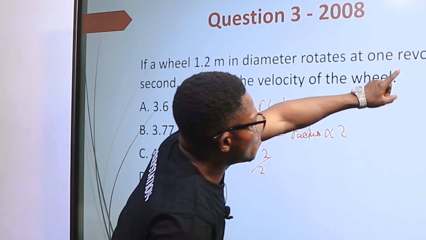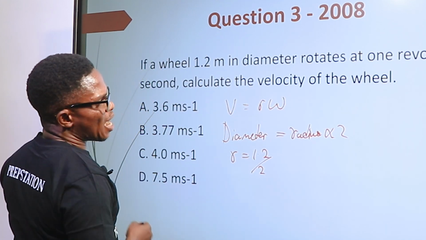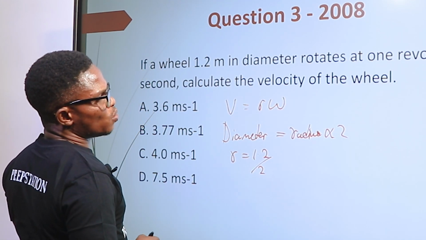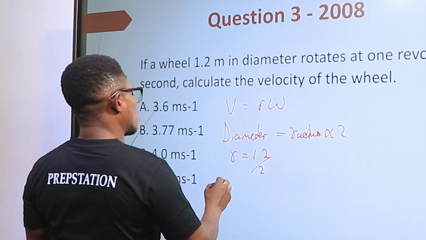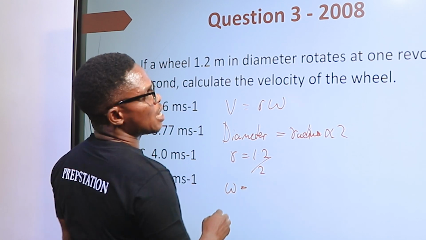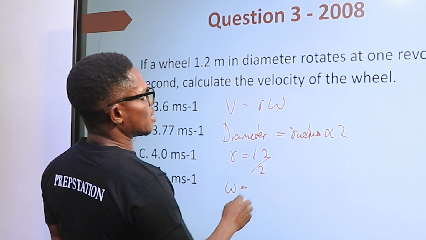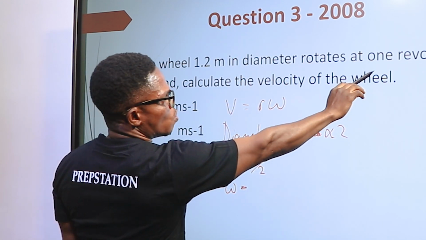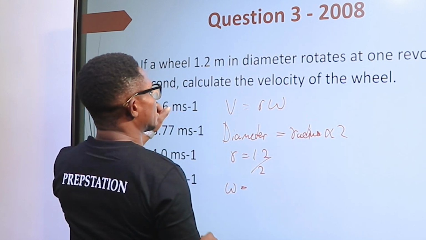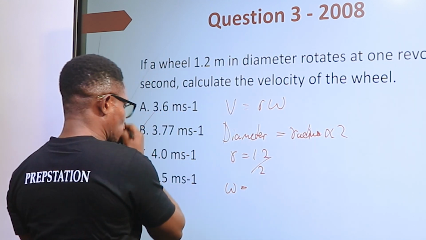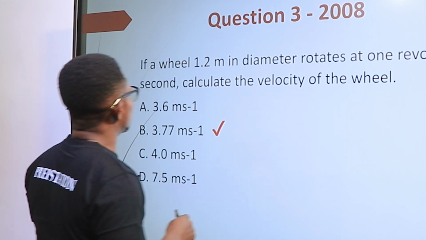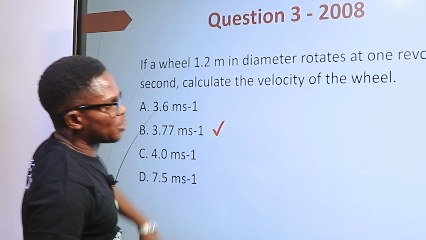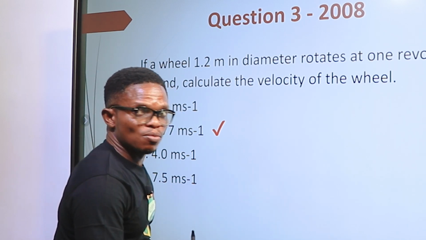Now here we have revolution per second. Revolution per second, that is the rotation of the wheel per second. So you have your omega, revolution per second. Where is it? 1 revolution per second. So by the time you apply that and put it into this formula, you get the answer for this question as 3.77 meters per second. So let's move forward.